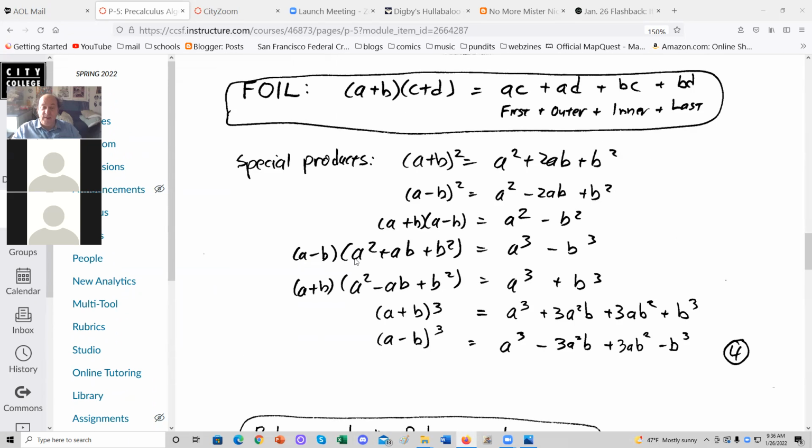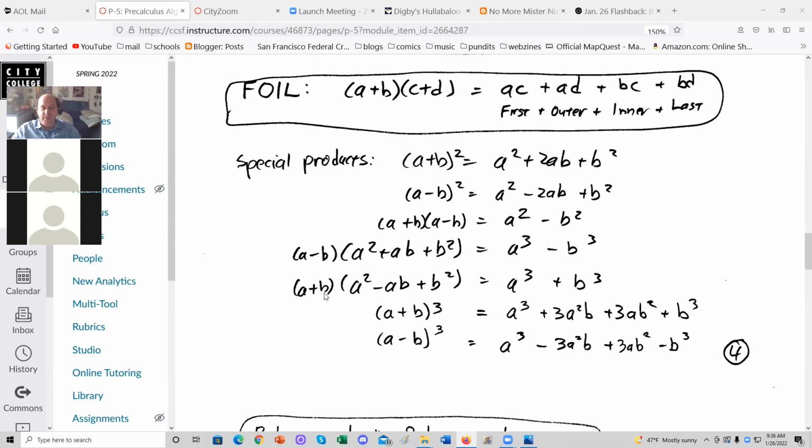Here you have a difference times square plus product plus square, my apologies. And if you work it out and multiply each of these terms times each of these terms, then all the terms in the middle vanish, and all we're left with is a cubed minus b cubed, a difference of cubes.